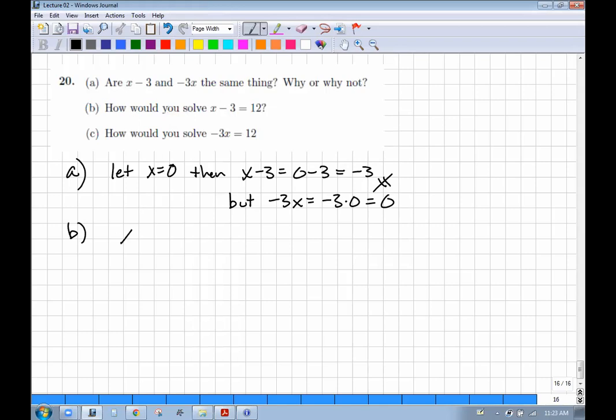Now here, we want to solve for this. Well, they're subtracting 3 from our x. This is logically equivalent to if I added 3 to both sides of this equation, because those would cancel, and I get x equals 12 plus 3, which is 15. Exactly, tautology.